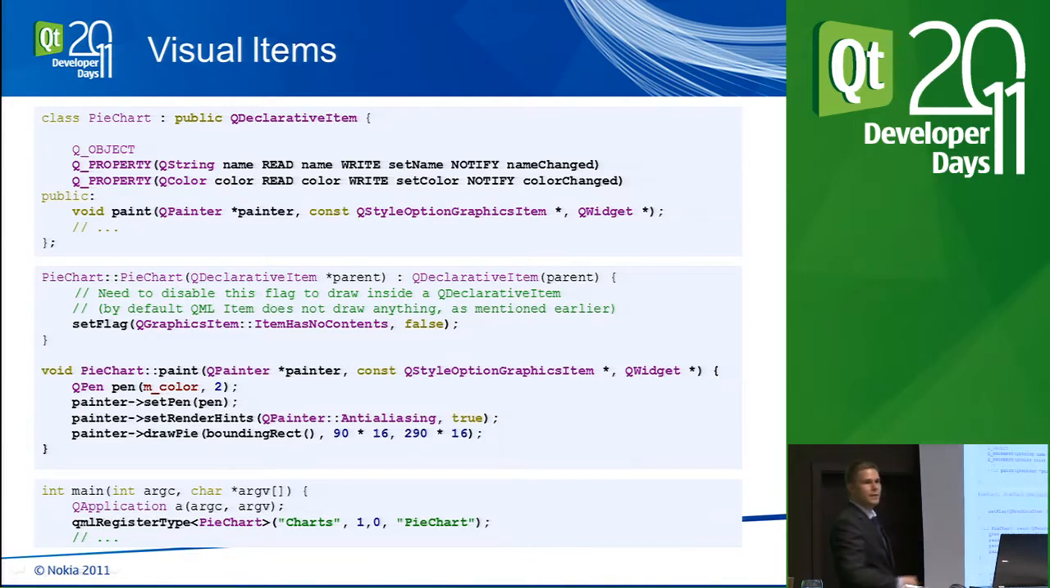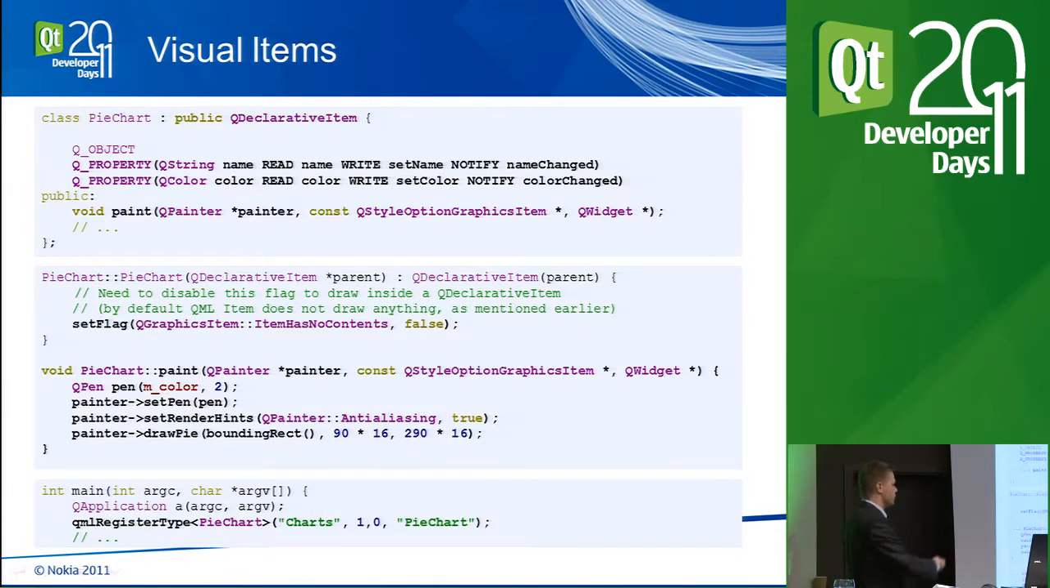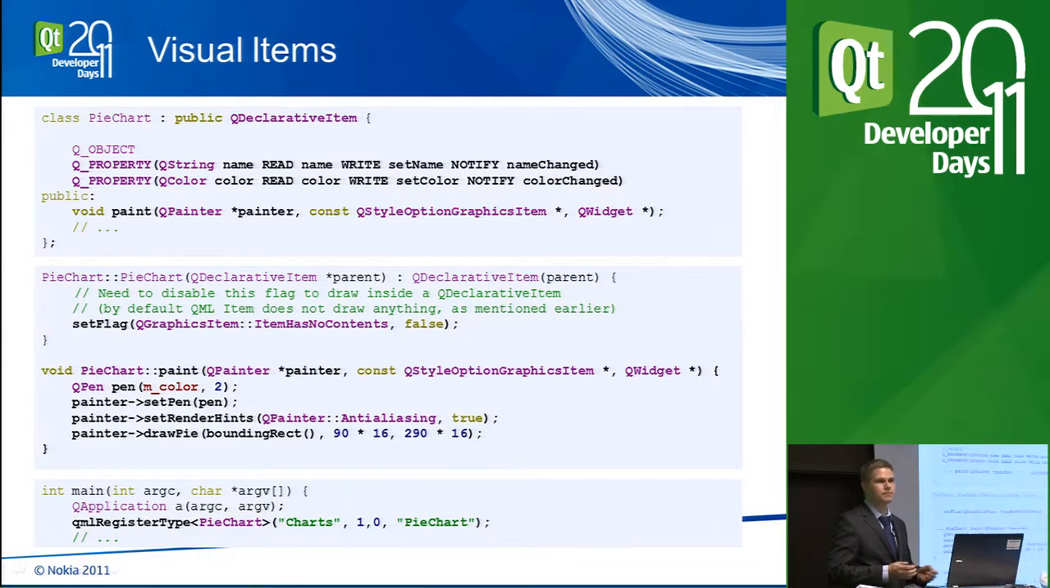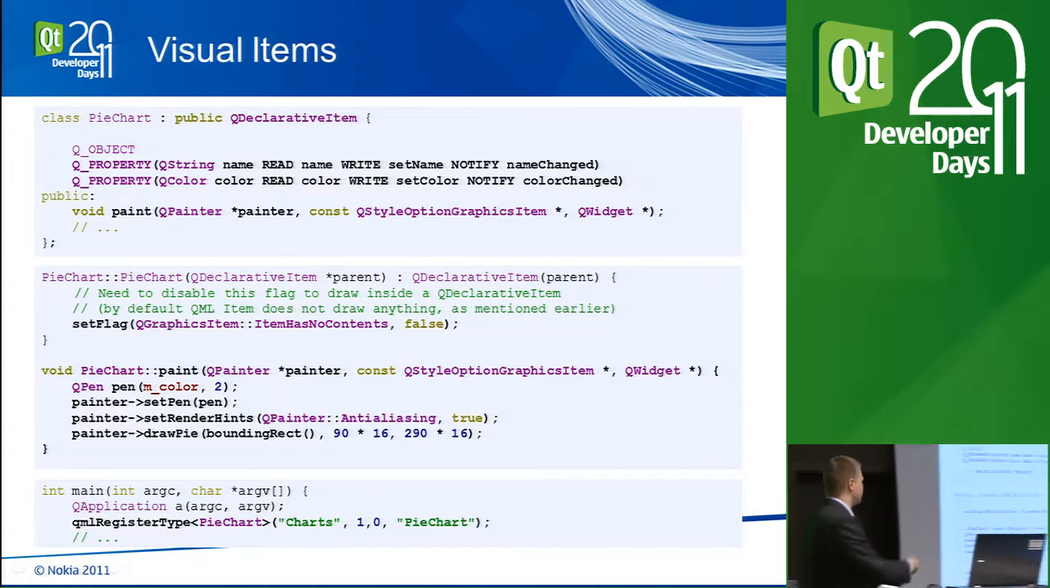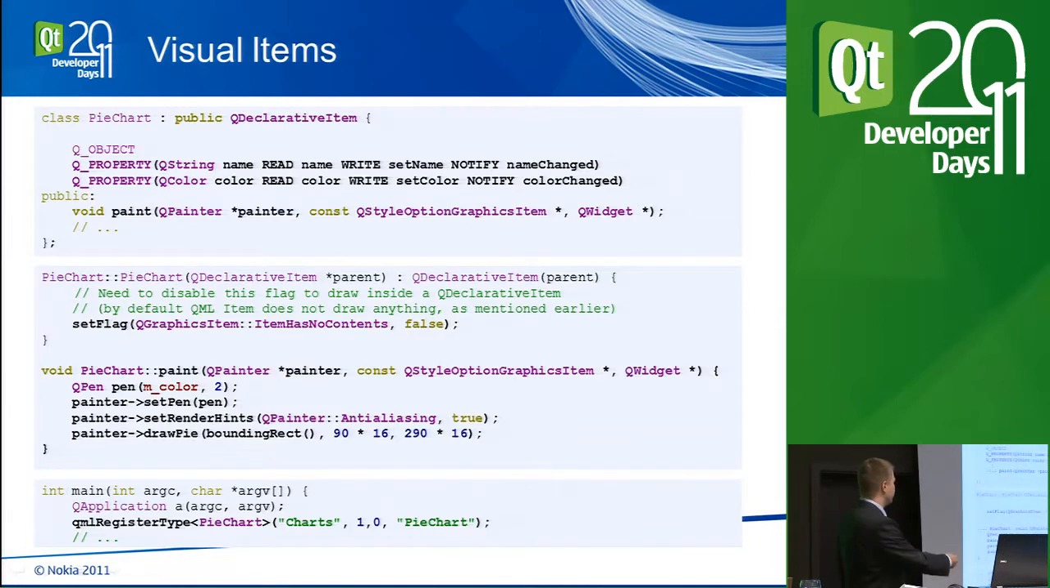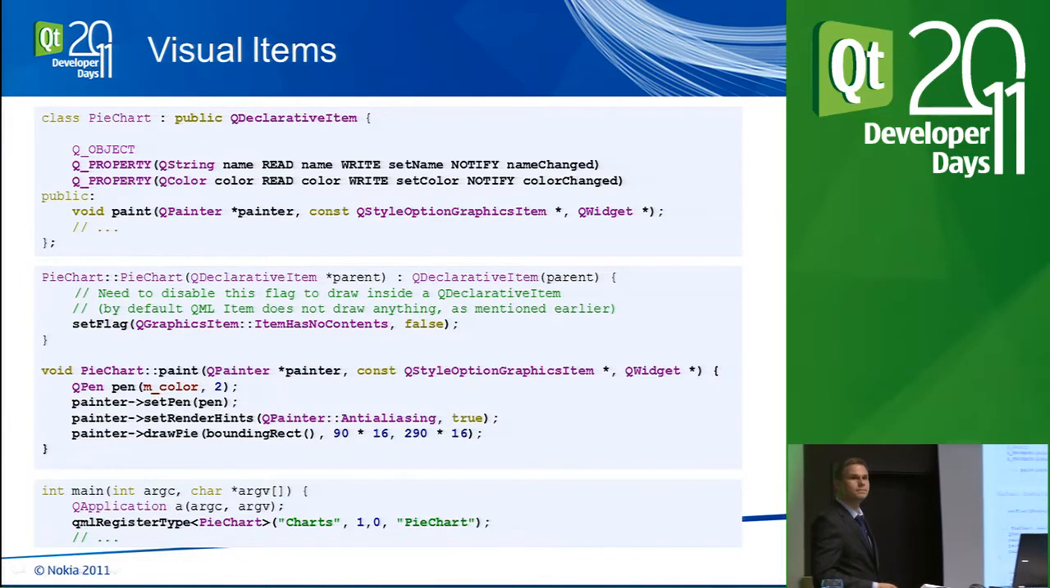Then we need to implement the actual paint function. In this case, our element is quite simple. It's relatively stupid. What it does is that it draws this little pie chart for us. So it's just the paint function being called, and then we use the painter to draw something in the area for that element.